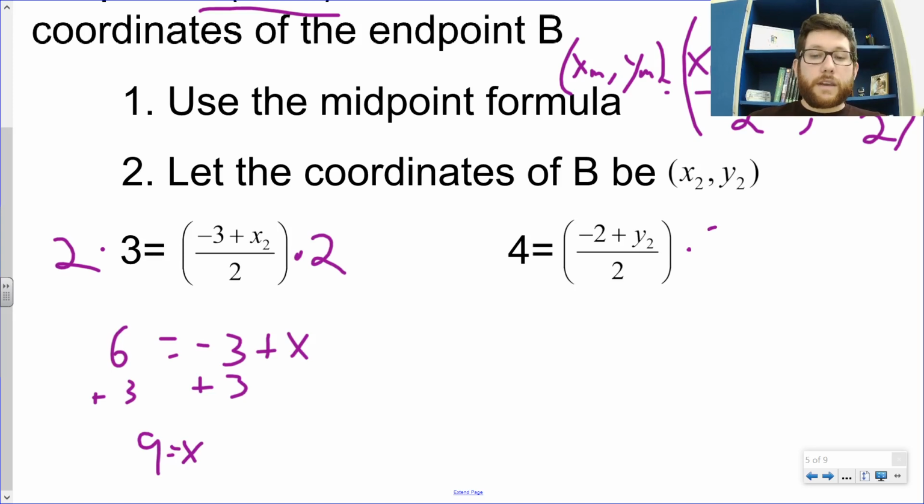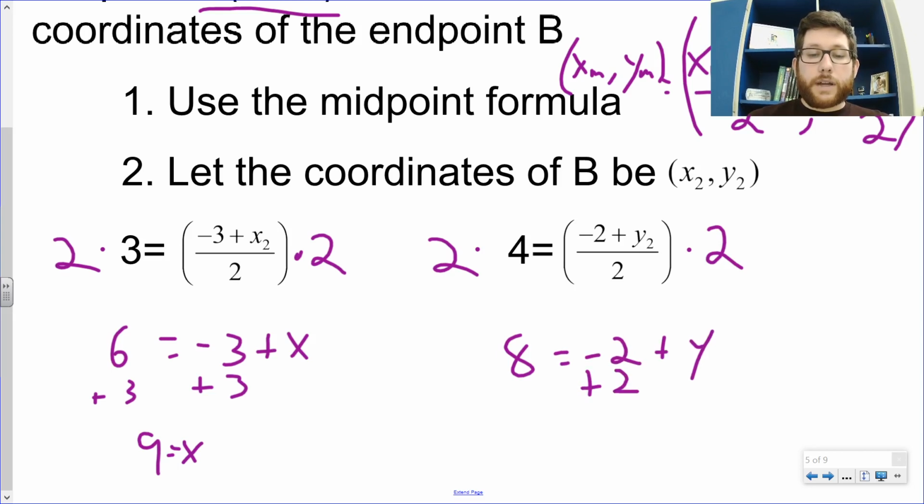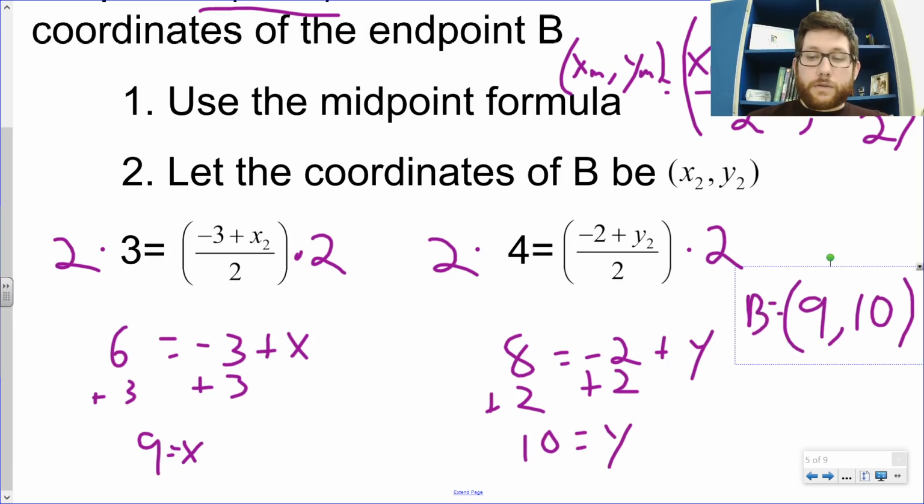Now let's do the same thing here for 4. I'm going to multiply both sides by 2. I get 8 is equal to -2 plus y sub 2. And actually, let's just go with y on that one. 8 is equal to -2 plus y. And let's add our 2 on both sides. And we get 10 is equal to y. And so my final answer here is 9, 10. Now, you might be saying, this is point B. B is equal to 9, 10.